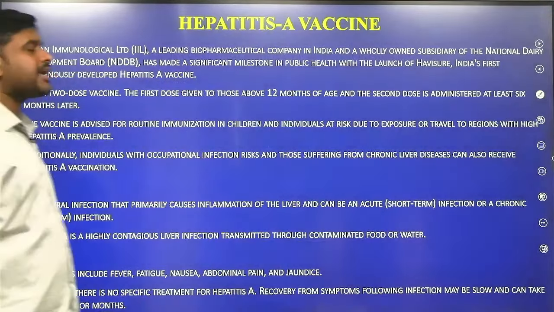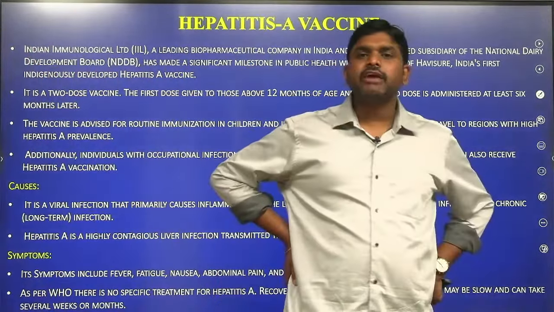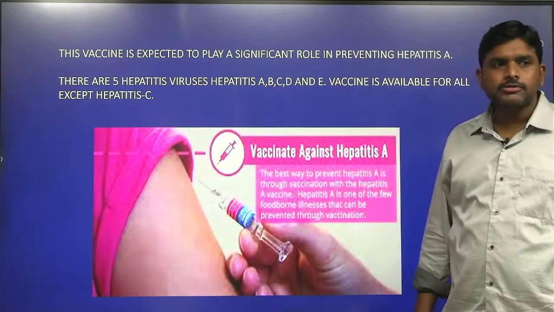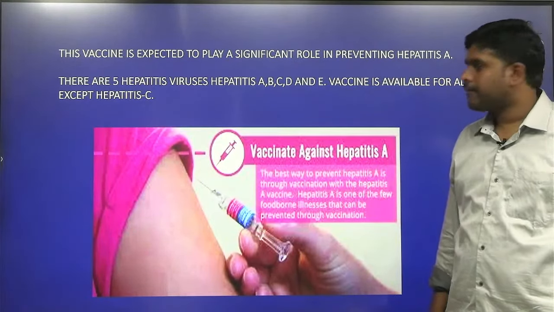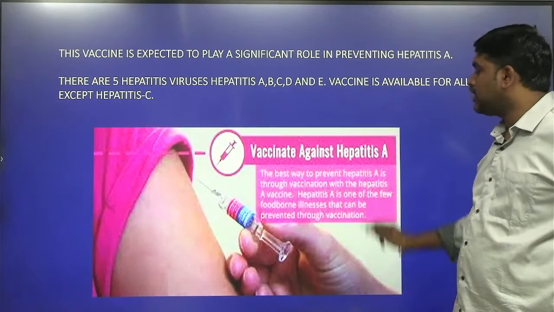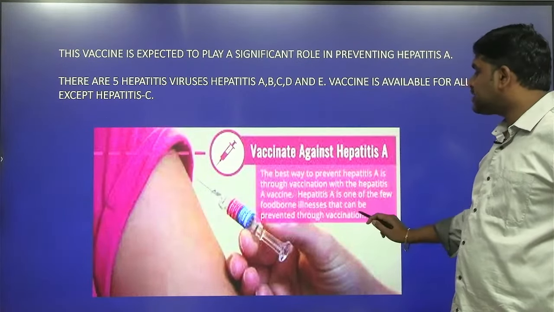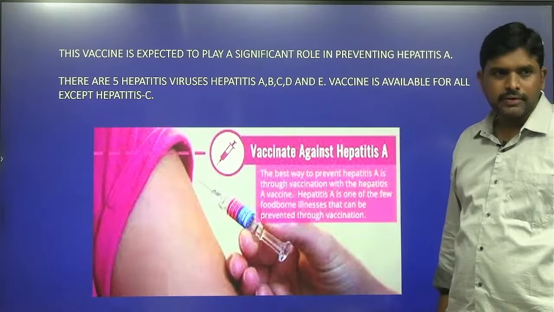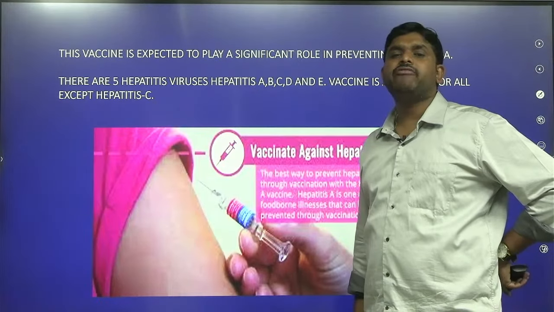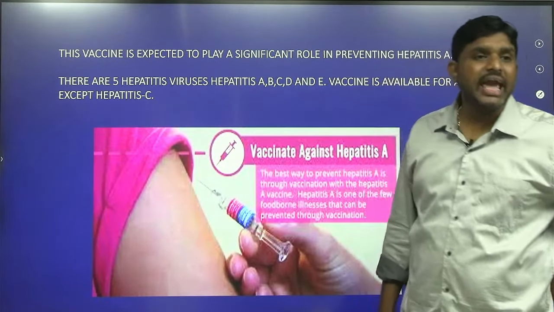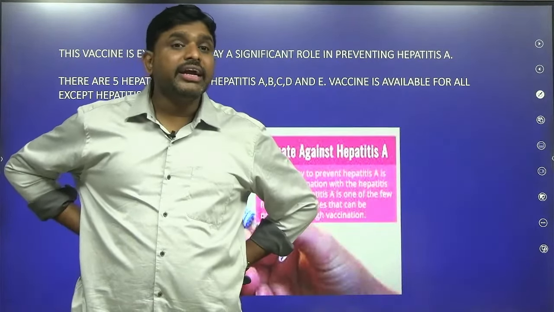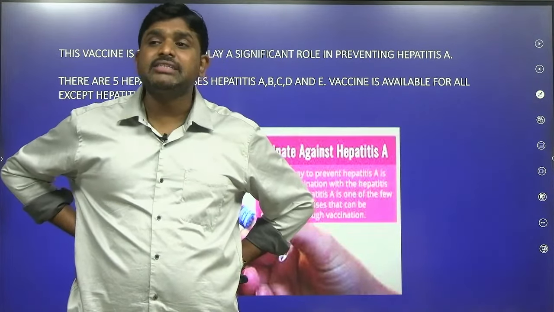ISRO. Hepatitis A vaccine. What is this hepatitis A vaccine? Why is it in the news? The best way to prevent hepatitis A is through vaccination. Hepatitis A is one of the foodborne illnesses that can be prevented through vaccination. Why is it in the news? An indigenously developed vaccine has been made for the first time against hepatitis A.